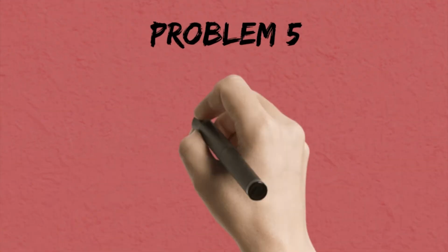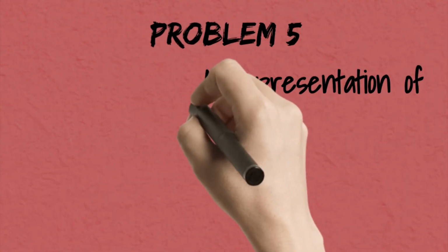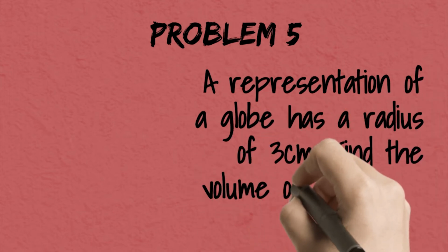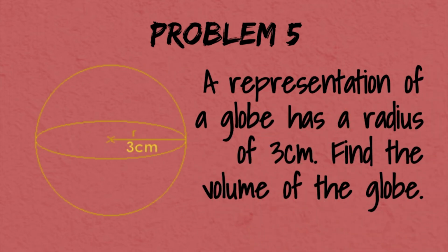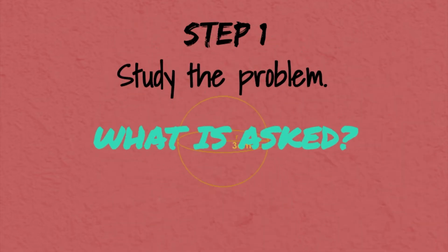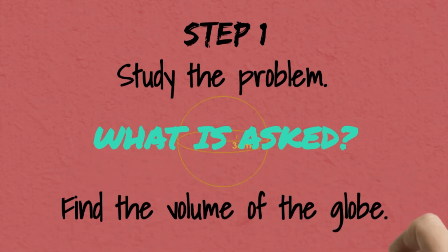Problem number 5. A representation of a globe has a radius of 3 cm. Find the volume of the globe. Again, using our steps in solving the problem, let's study the problem first. What is asked? We need to find the volume of the globe.